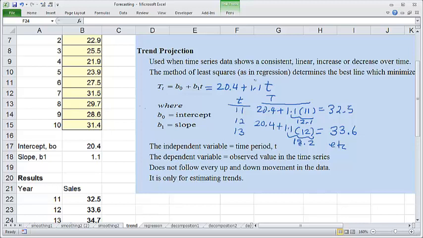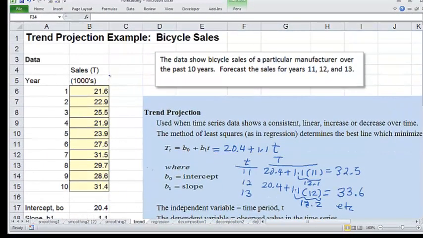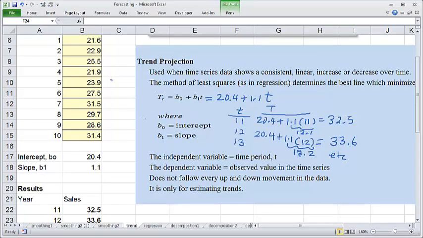Now, what is 1.1 in terms of number of bicycles? Well, here the sales are in units of thousands, so we would say 1,000 times 1.1. So we would say that every year we would expect to sell about 1,100 more bicycles. So 1,100 would be considered the annual growth rate in sales in terms of number of bicycles.